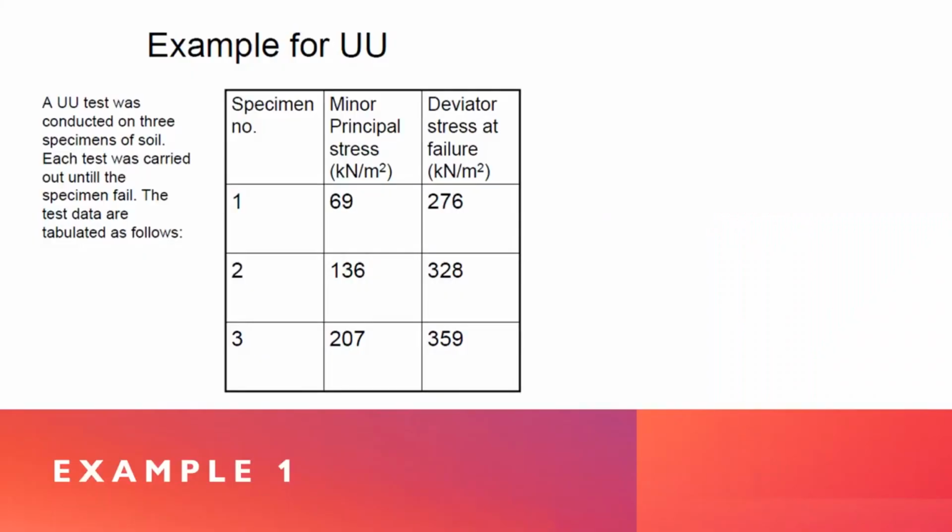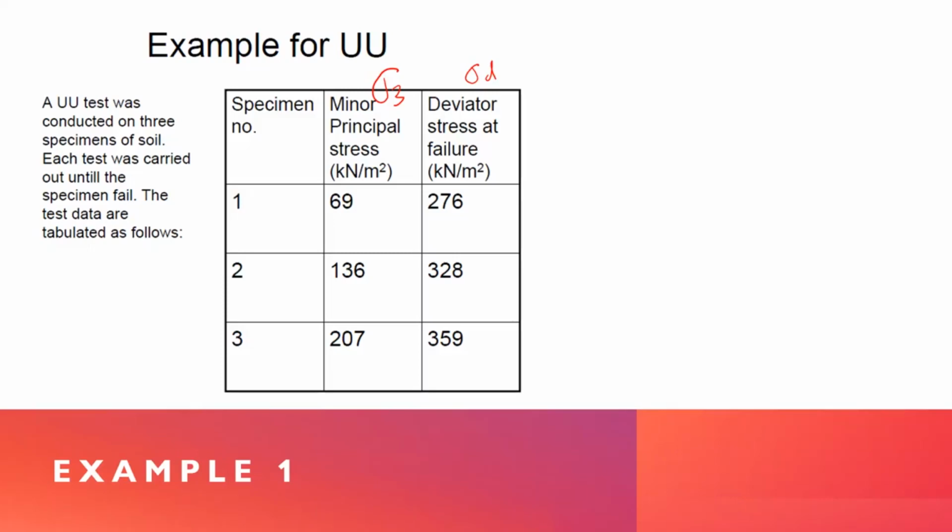The data given in this slide is an example from the unconsolidated undrained test. So let's look at the question. This table tabulates information for 3 identical specimens subjected to different minor principal stress, also known as confining pressure. The minor principal stress is known as sigma 3, and the deviator stress here is a surcharge, or load, provided to each specimen.